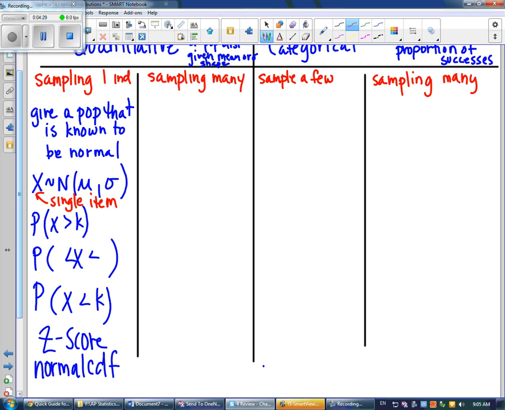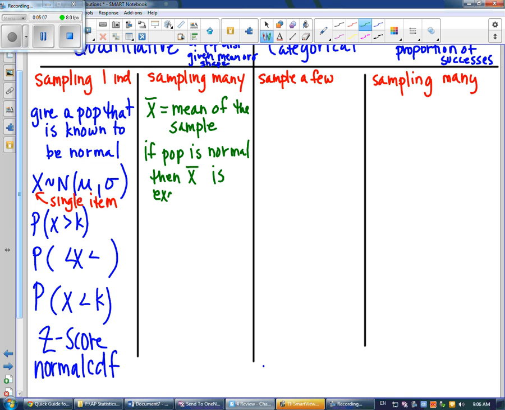When we started talking about sampling distributions, now we're talking about the mean of a distribution. And so when we're sampling many, instead of talking about X, now we're talking about X bar. And you need to make sure that you define X bar. So X bar is going to be the mean of the sample, and you want to make sure you're in context. And then there are two conditions. I'm rewriting this in a way that's a little bit different than we did on your study guide, because I'm hoping that if you see it a different way, maybe some of the other items will click for you. So if the population is normal, then X bar is exactly normal.